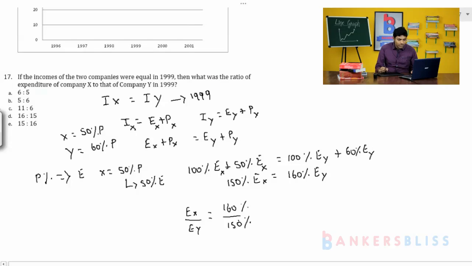160% by 150%, the zeros cancel, which is equal to 16 is to 15, that is 16:15. Option D is the right answer. 16:15, option D is the right answer. Okay, let's move on to the next problem, problem number 18.